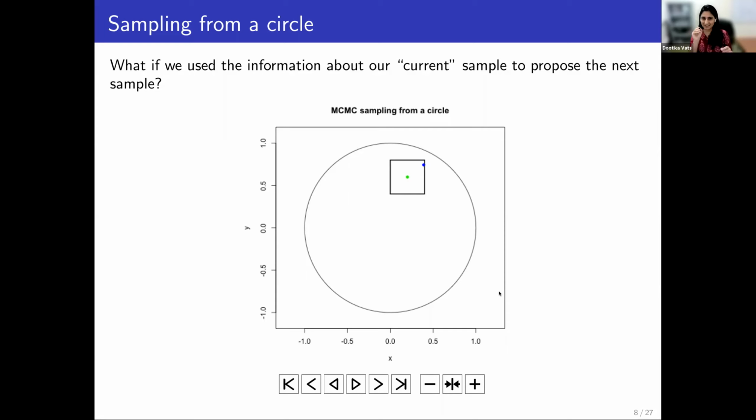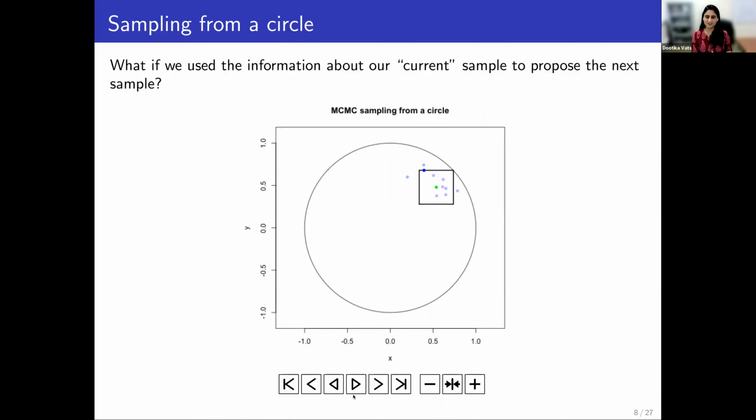The bright parrot green dot is where I am right now, and I put a small little box around it. And I say, okay, now propose a value within this box. If that value is inside the circle, I accept it. If that value is outside the circle, I say, no, that's not a good value. I let this run once, and I see that this value is accepted, it's in the circle.